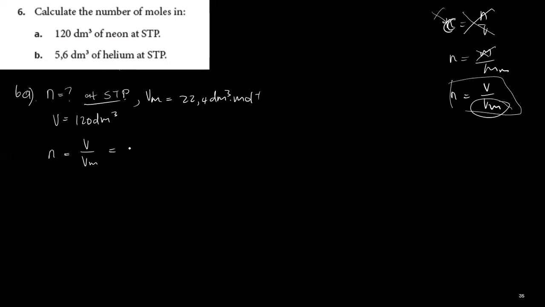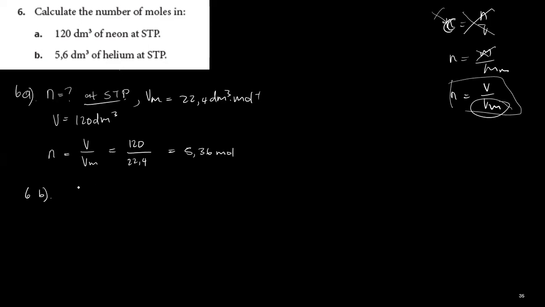Our volume in this case is given as 120 cubic decimeters. The units are correct, so we don't have to convert. The molar volume is 22,4 cubic decimeters per mole. Therefore, on our calculator we say 120 divided by 22,4, and to 2 decimal places I get 5,36 moles. These are the number of moles calculated. Simple as that. And therefore, we jump to 6b.